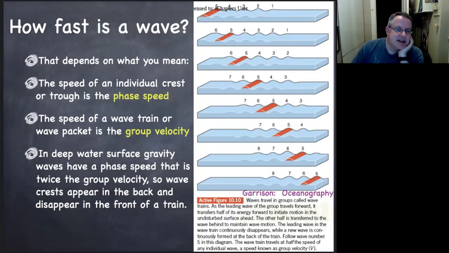But what that means is that the wave crest is forming at the back of the group, overtaking the group, and then disappearing at the front. Let's look at 8. Here's 8, and 8 gets to the front, and there is no 8. Here's 7, 7 gets to the front, there is no 7. 6 gets to the front, there is no 6. So the speed in dispersive waves of a group is not the same as the speed of the phase. In fact, they're quite different.